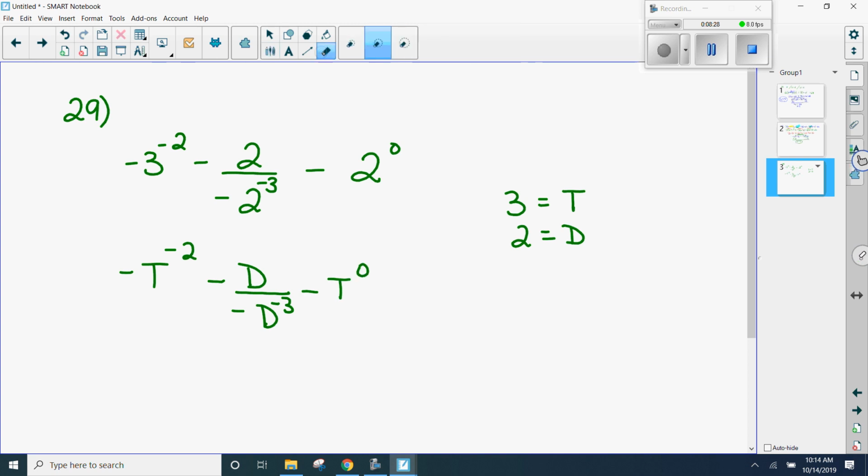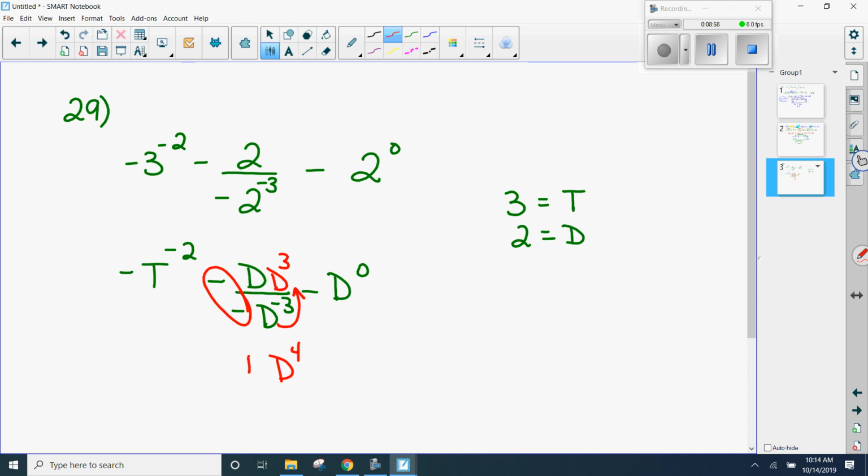Oops, 2 is a D. Sorry. All right, if I give you the problem with variables, would you know how to solve that? What, Jared? Move this up, making it what? D to the 3rd, which makes this term right here become what? D to the 4th.